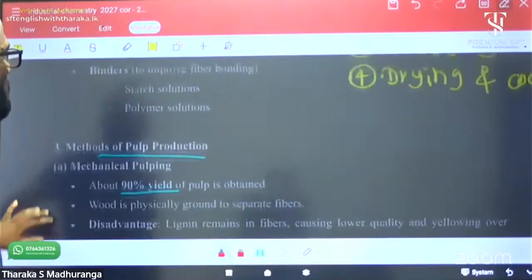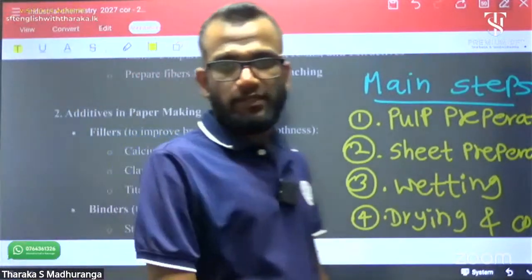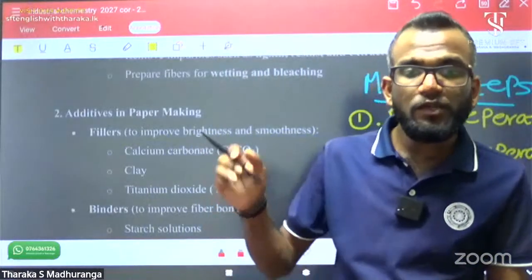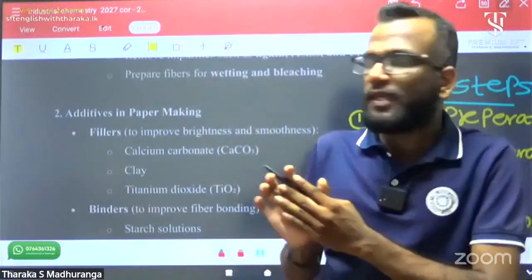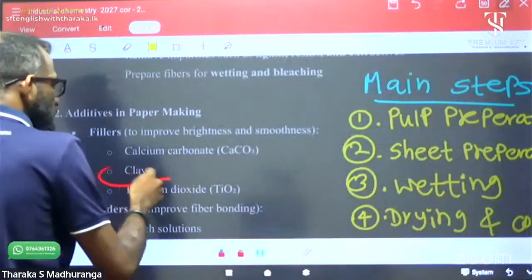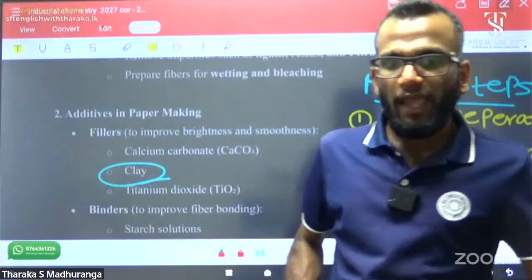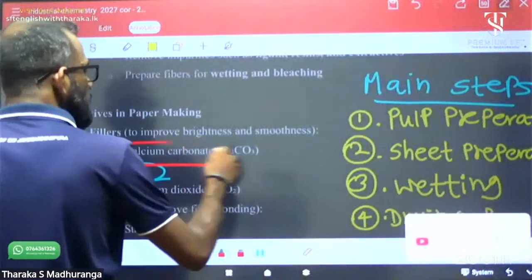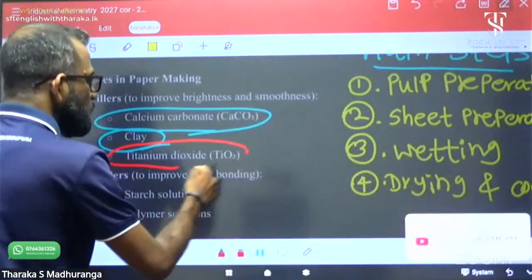Now the next step, we have to add filling agents. Why do we add filling agents? To increase the quantity. Okay, they are the filling agents. The main filling agents in Sri Lanka are clay, matte clay. Additionally, we can use calcium carbonate, CaCO3, and titanium dioxide also, which is very important.